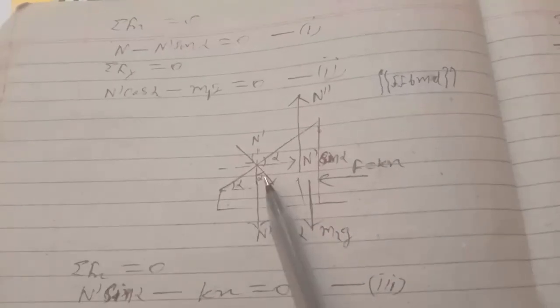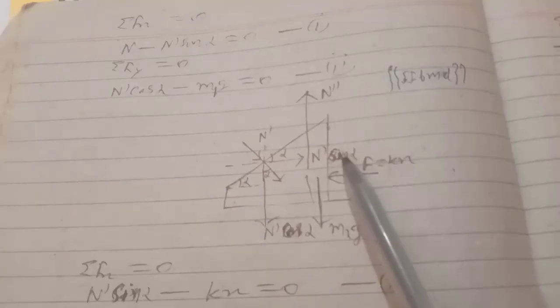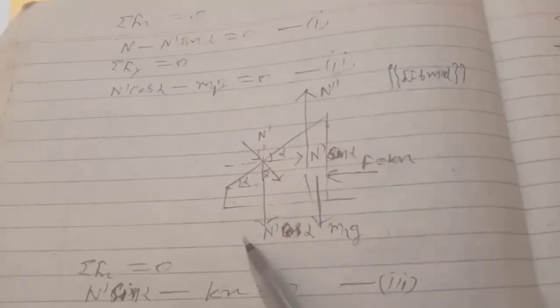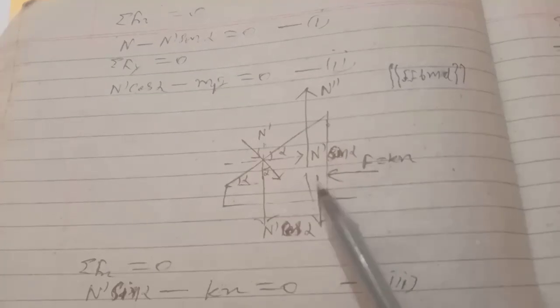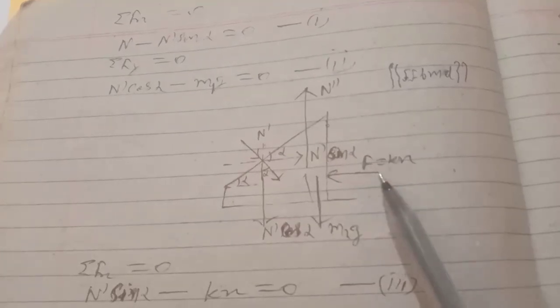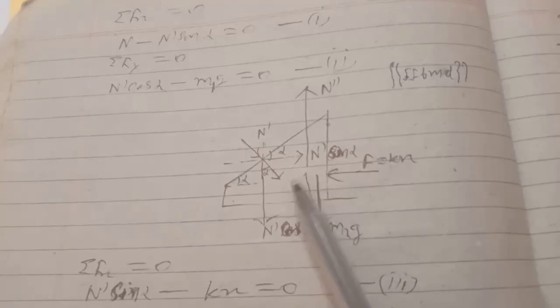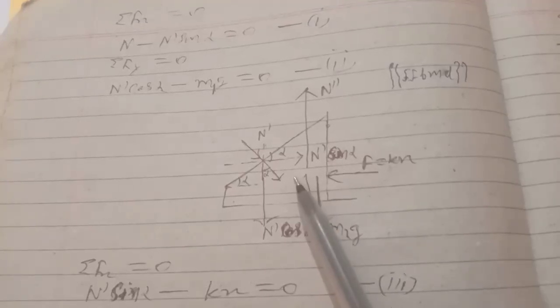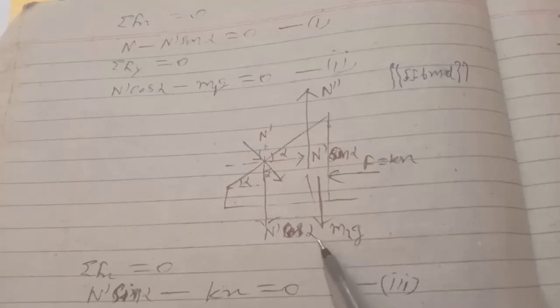Writing sigma Fx equals 0: N minus N dash sin alpha equals 0, equation 1. And sigma Fy equals 0: N dash cos alpha minus m1 g equals 0. This is the second equation. Now consider the block. In this direction, N dash, and this is alpha, so N dash sin alpha will be in this direction, and N dash cos alpha in this direction. Again, because the spring is compressed by a distance x, the spring force will be in this direction. This body has mass m2, so the weight will be in this direction.